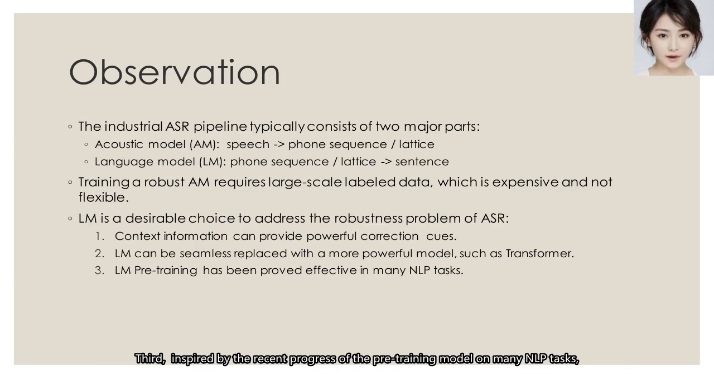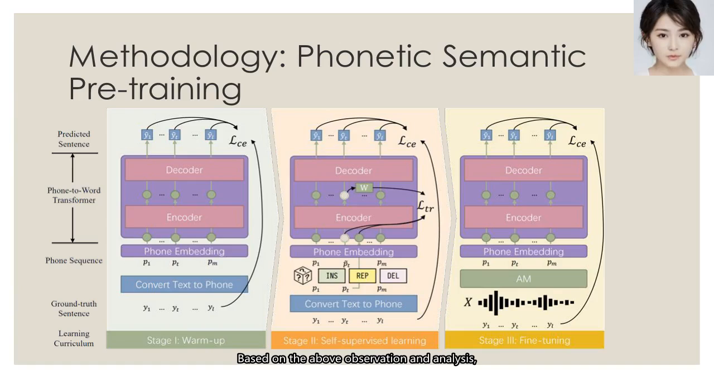Third, inspired by the recent progress of the pre-training model on many NLP tasks, pre-training is helpful to relieve the problem by introducing a more robust LM that can translate the tainted phone sequence to the clean sentence. Based on the above observation and analysis, we propose a novel phonetic-semantic pre-training framework, PSP, which integrates state-of-the-art LM architecture with techniques of pre-training and self-supervised learning. The LM trained with PSP can successfully translate the tainted phone sequences into correct sentences.